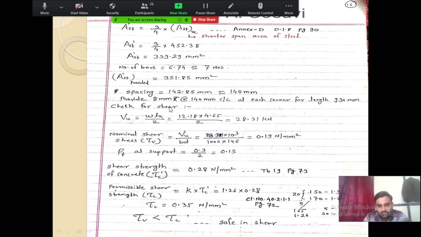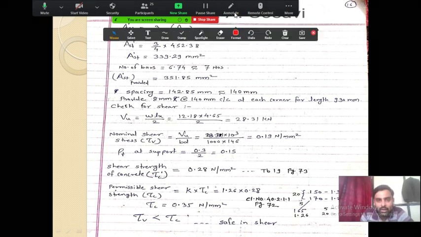Okay, so from where does that 930 value come? Here they said: provide 8 mm diameter bars at 140 mm center to center at each corner for a length of 930 mm. This is the 930 mm length. From where did this length come?